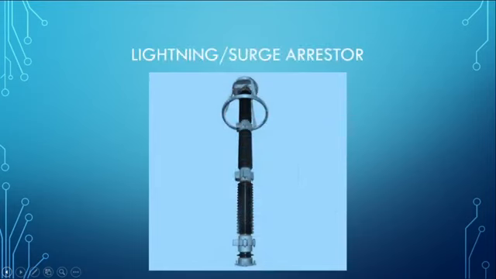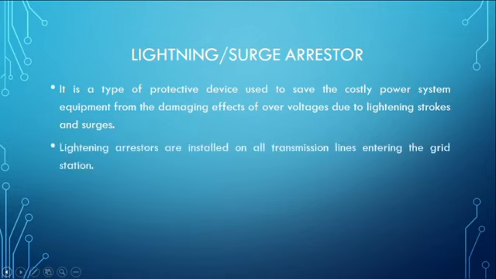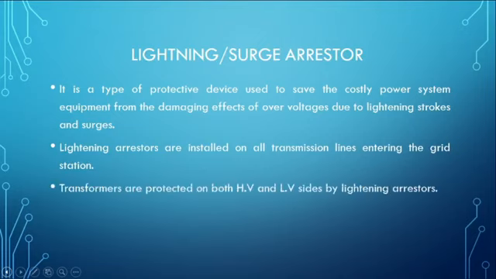Next we have lightning arrestor or surge arrestor. It is an important equipment from safety point of view. It is a type of protective device used to save the costly power system equipment from the damaging effects of over voltages due to lightning strokes and surges. Lightning arrestors are installed on all transmission lines entering the grid station. Transformers are protected on both HV and LV sides by lightning arrestors. As transformers are very expensive, so extra safety is provided in terms of lightning or surge arrestors.